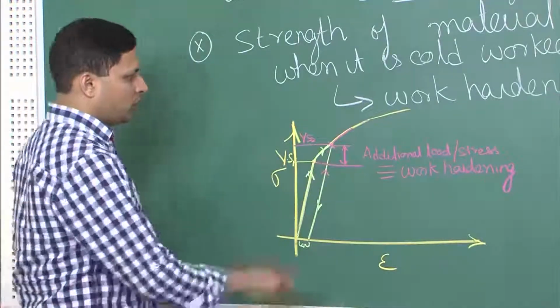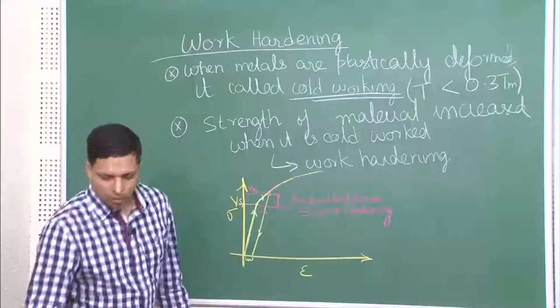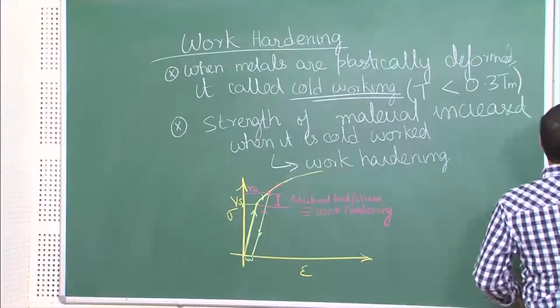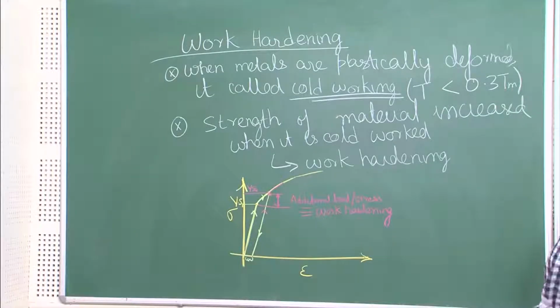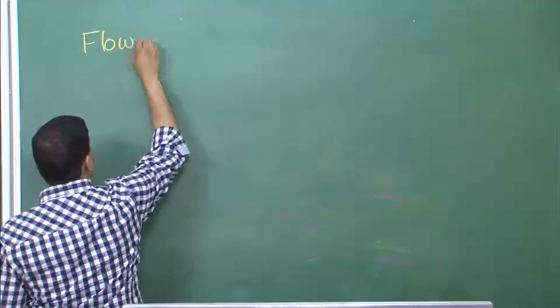Now, once we know this work hardening behavior, there is a related concept which is called flow behavior or flow curve. It is nothing but just plotting or just explaining the behavior only in the plastic portion of the material. So, what we are talking about is flow behavior.